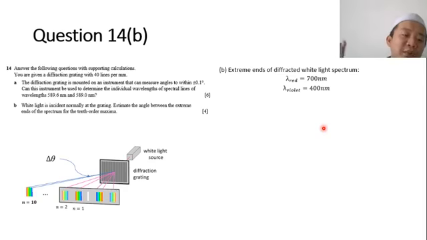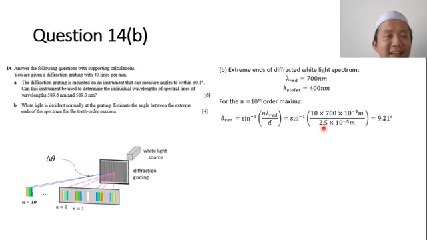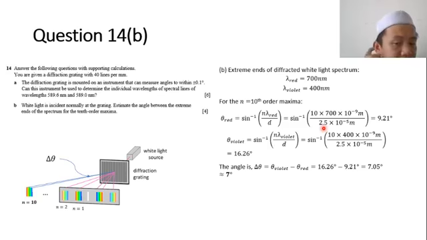What's interesting is that question 14B is completely isolated from question 14A. So if you cannot answer 14A, you should be able to answer 14B, given that you understand the concept of diffraction here. And for the 10th order maxima, notice that you use the same formula, d sin theta equals n lambda. Plug in the values, you get the respective angles. Then you find the difference. Difference of theta is equal to 7 degrees. So this is the answer.